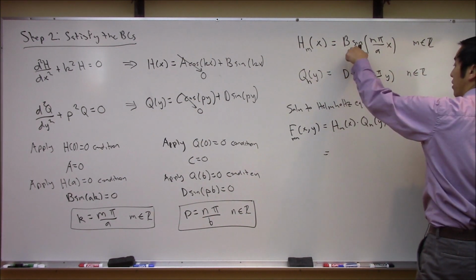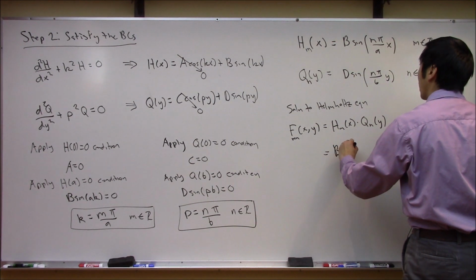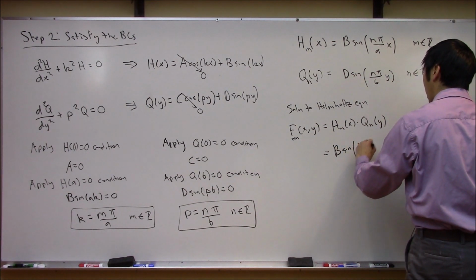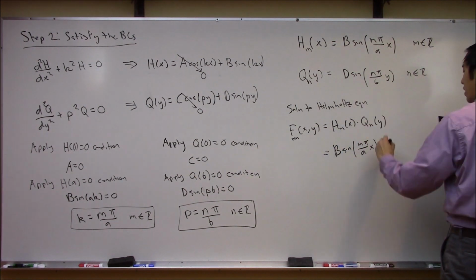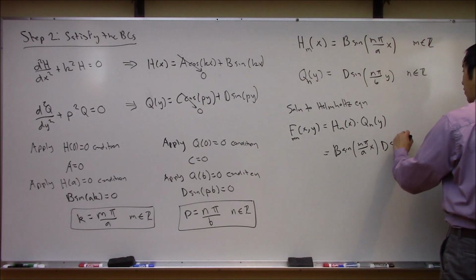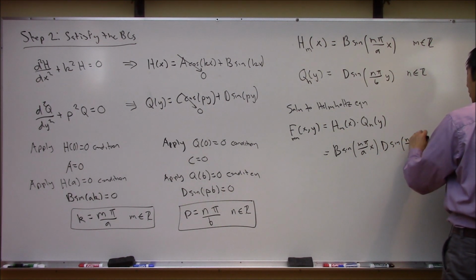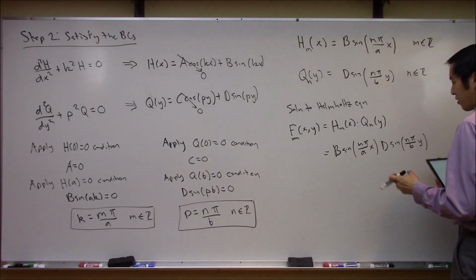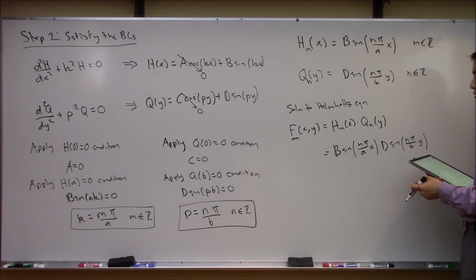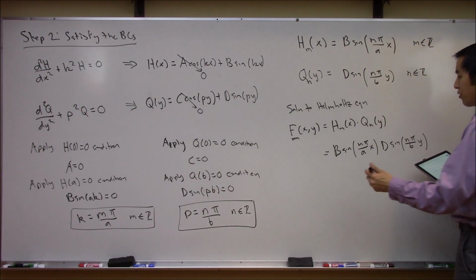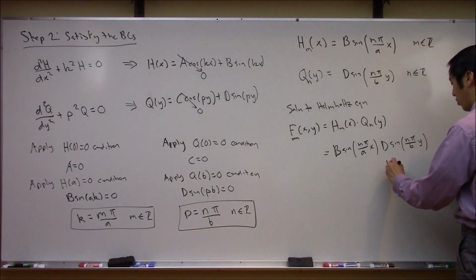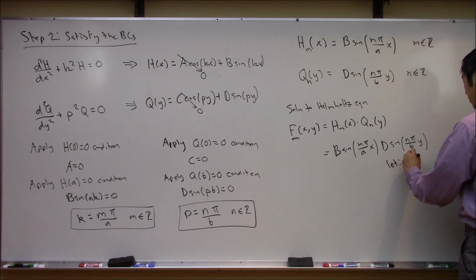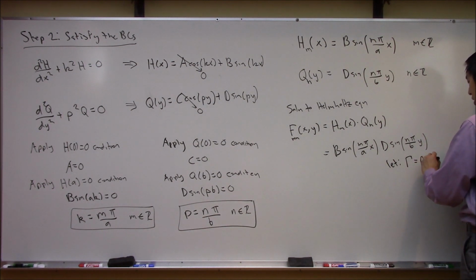So h of m, that's this guy up here, right? It's a b sine of m pi over ax. Q here is this guy, so this is a d sine of n pi over by. You see this b and d, they're arbitrary constants, and they're a product of 2 arbitrary constants, so maybe make another arbitrary constant. Why don't we call this thing gamma here? So let's just say let gamma, capital gamma, equal b times d here, right?